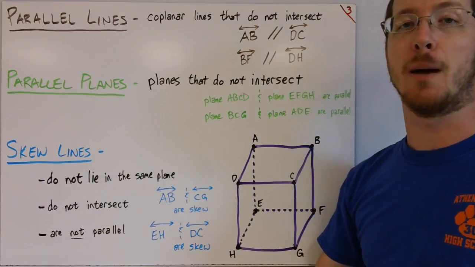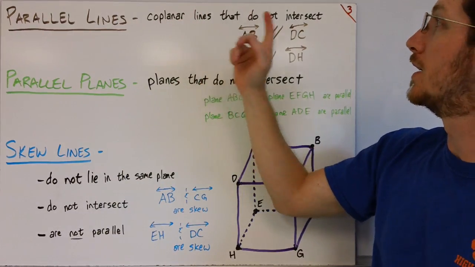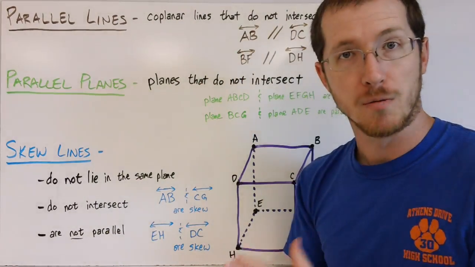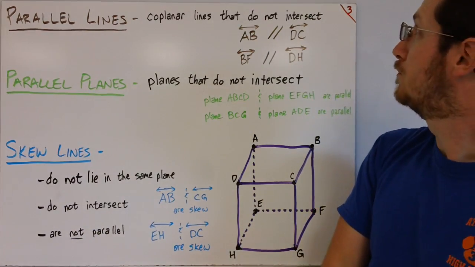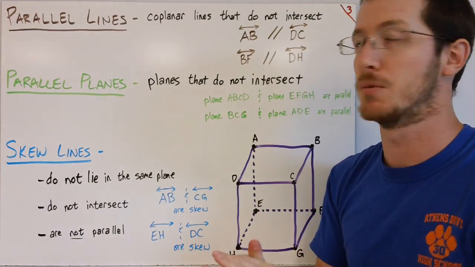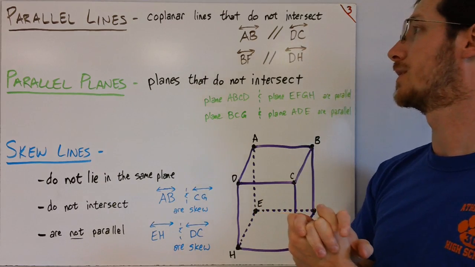Okay, next up, we've got parallel lines. Parallel lines are coplanar lines that do not intersect. This is not a new term for you. You've seen it in algebra and middle school classes, but we might use it in different ways and in more detail in this geometry class. Okay, so notice that they're coplanar and they never intersect.